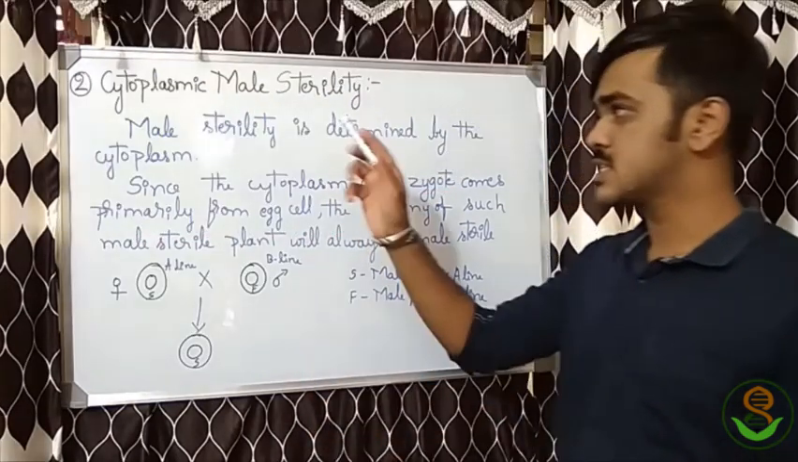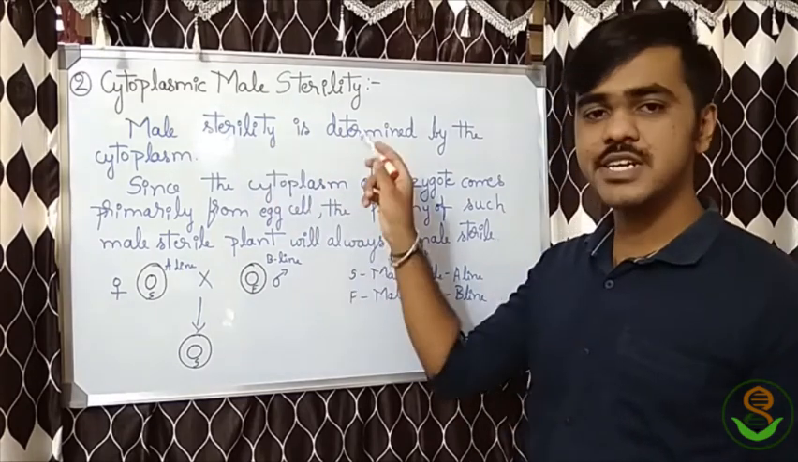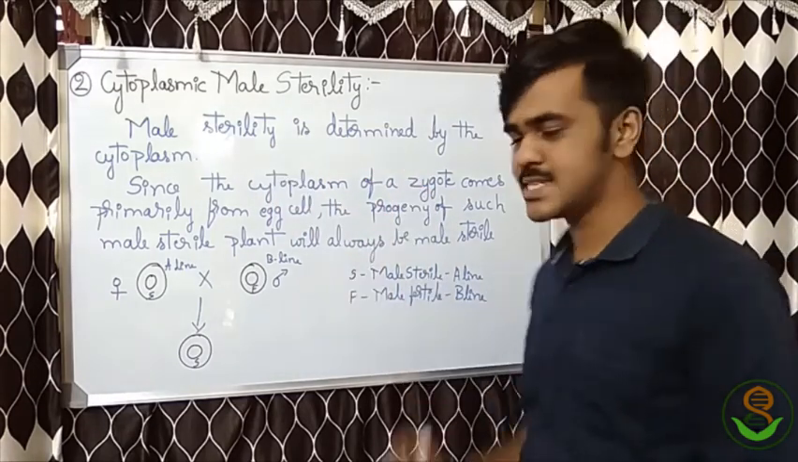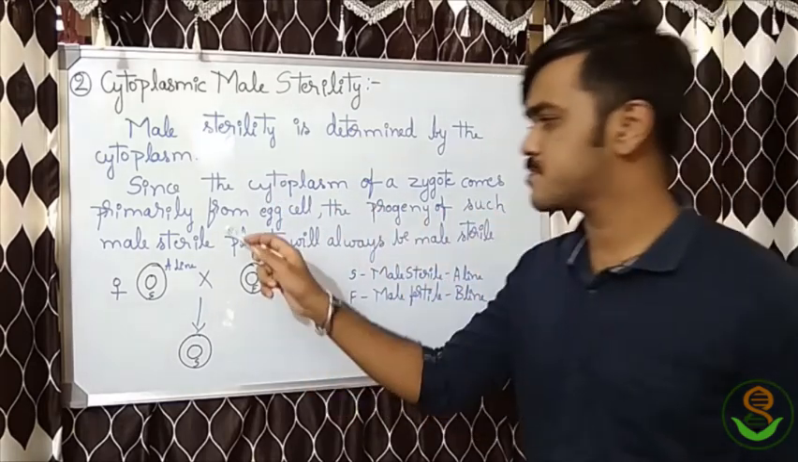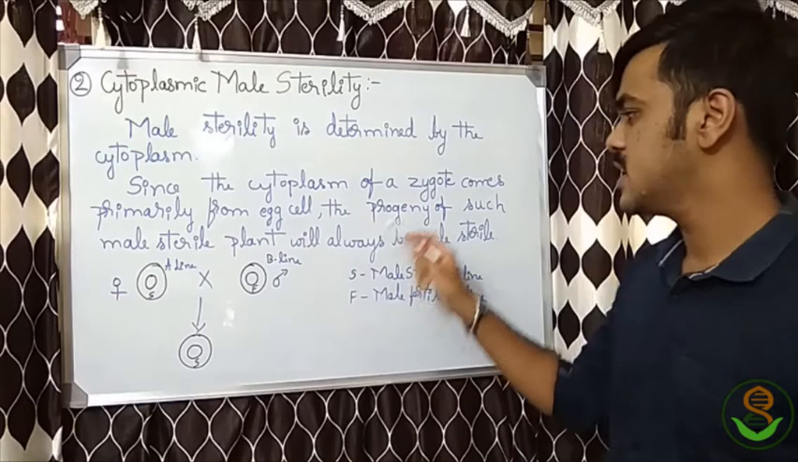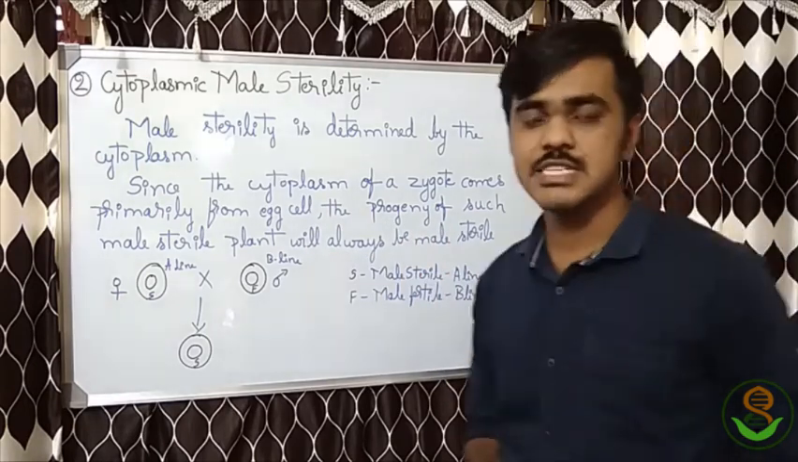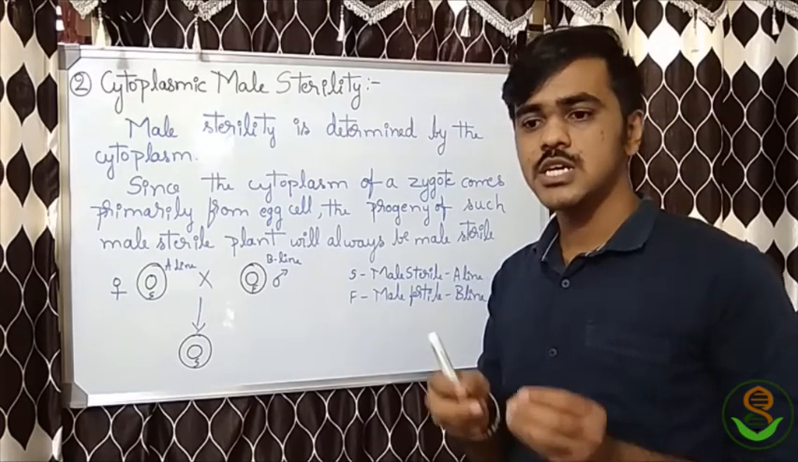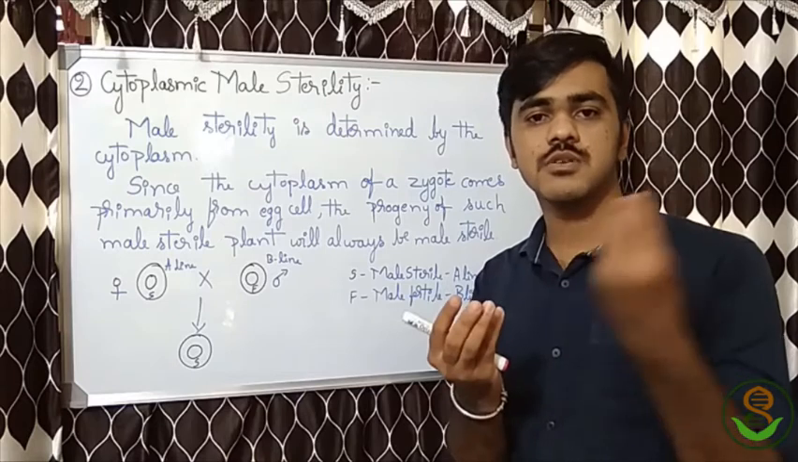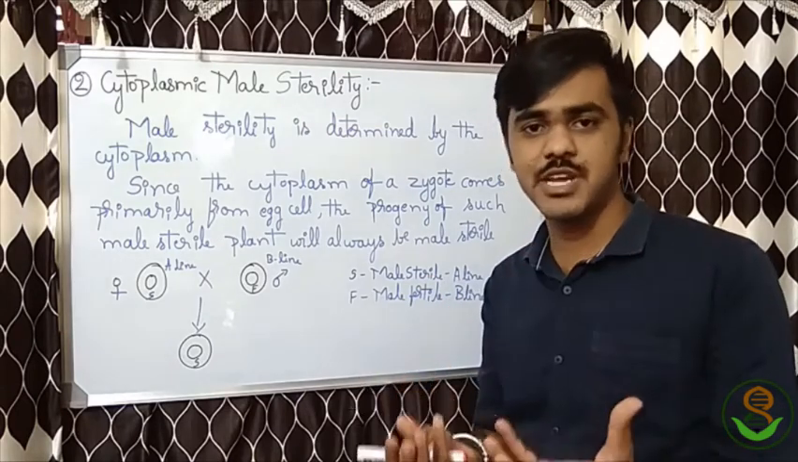Okay friends, cytoplasmic male sterility. In this, the male sterility is determined by the cytoplasm. Let's see how. Since the cytoplasm of a zygote comes primarily from the egg cell, the progeny of such a male sterile plant will always be male sterile. See, in an individual, in the progeny, the fusion of both female and male nuclei takes place, but the cytoplasm is derived from the female itself.